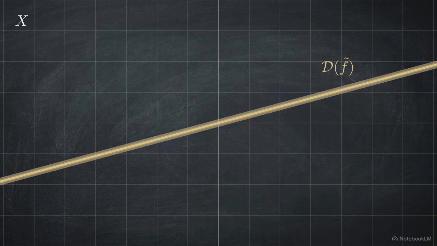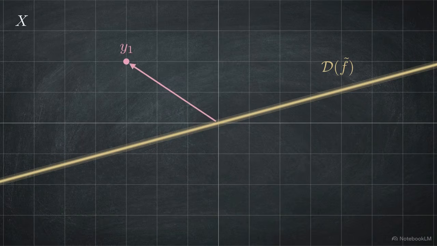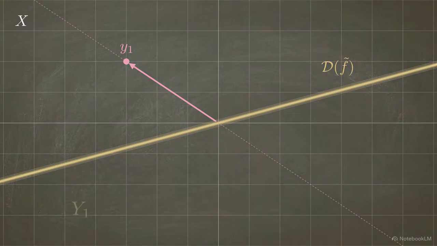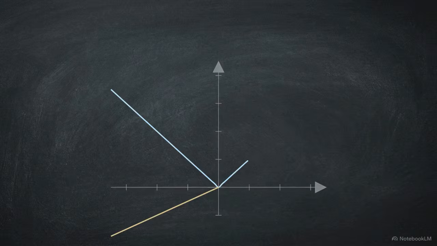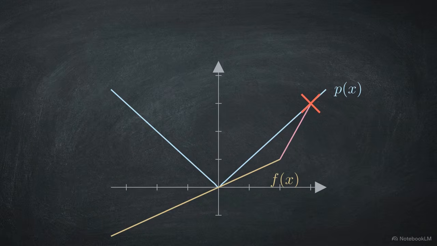Suppose the maximal domain is not the entire space. That means there is at least one point, y1, hovering outside of it. By adding y1 to our domain, we construct a completely new, larger subspace. The challenge now is finding a way to assign a value to this new dimension. We have to map y1 to a scalar without forcing the extended functional to pierce through the sublinear canopy.